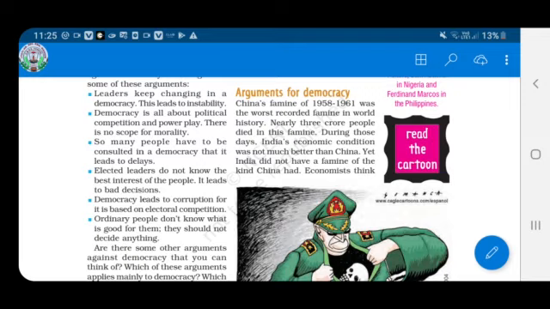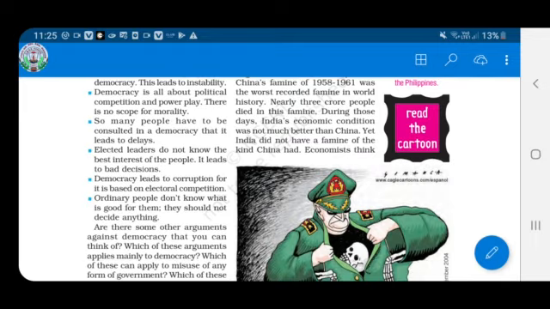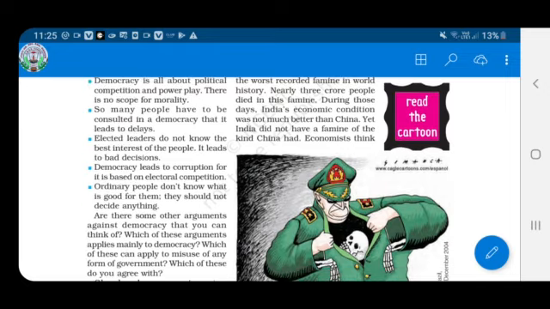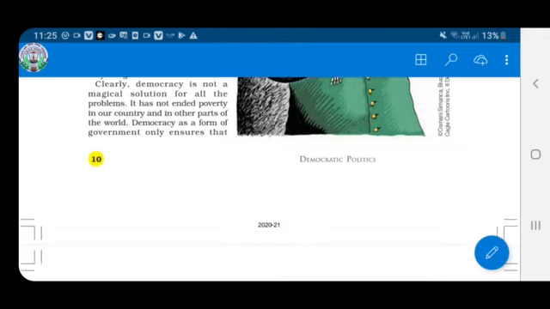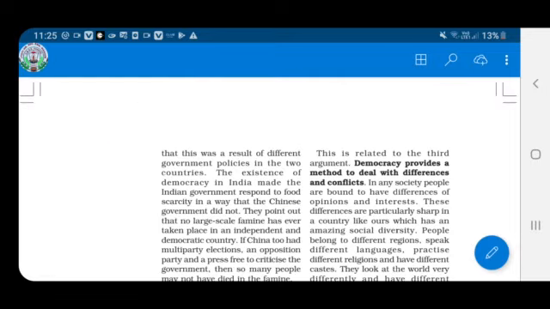Now let us see arguments for democracy. First let me tell you why democracy is considered the best form of government. Democracy cannot give us everything but is clearly better than any other alternative. It offers better chances of a good decision. It is likely to respect people's own wishes and allows different kinds of people to live together.